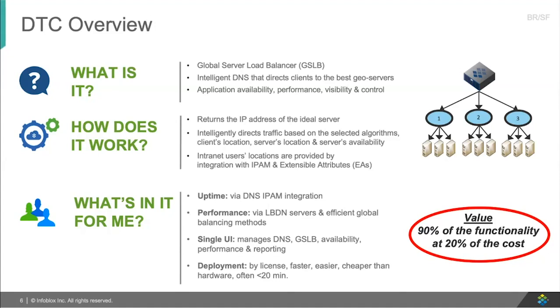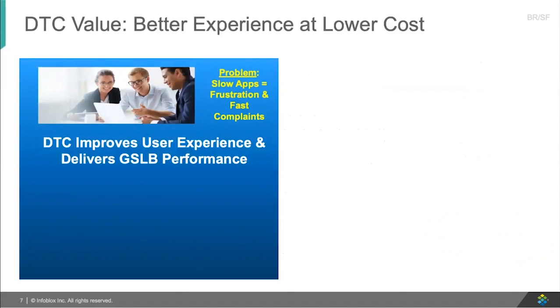Yeah. Great point. So, it's all really about a better value, right? And giving customers a better experience. If you have slow apps, people are going to get frustrated. You're going to get fast complaints to the NOC. One of the things that we see, Scott, is that DTC really gives you a better user experience, but it also delivers the performance that you perhaps expect from a global server load balancer.